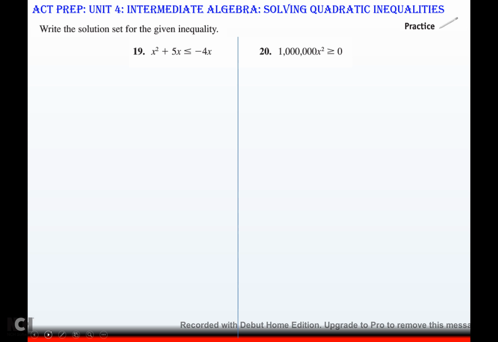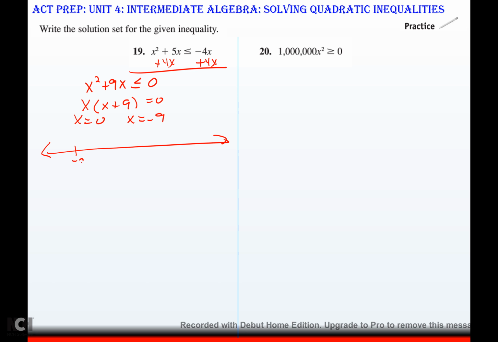All right, on 19, I've got to get in quadratic form, so add 4x, add 4x. I get x squared plus 9x less than or equal to 0. Now factor out an x, leaves x plus 9, which gives me solutions x equals 0 and x equals negative 9. On a number line, negative 9 and 0.